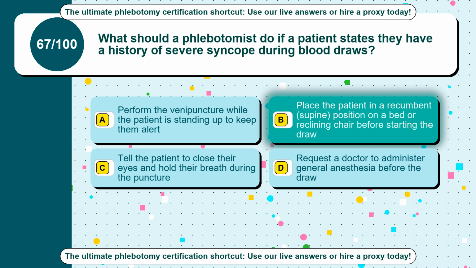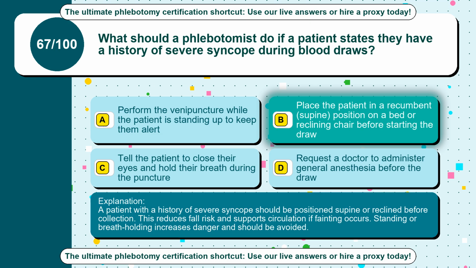The correct answer is option B, place the patient in a recumbent, supine position on a bed or reclining chair before starting the draw. A patient with a history of severe syncope should be positioned supine or reclined before collection. This reduces fall risk and supports circulation if fainting occurs. Standing or breath holding increases danger and should be avoided.